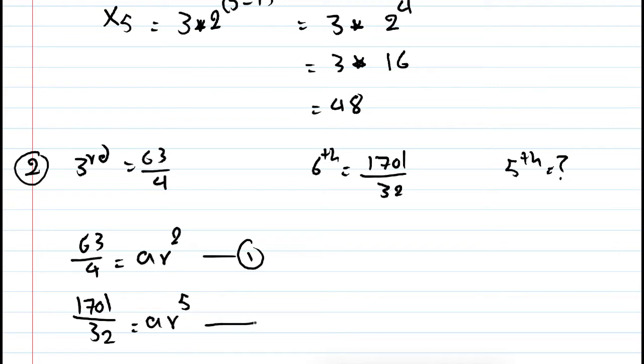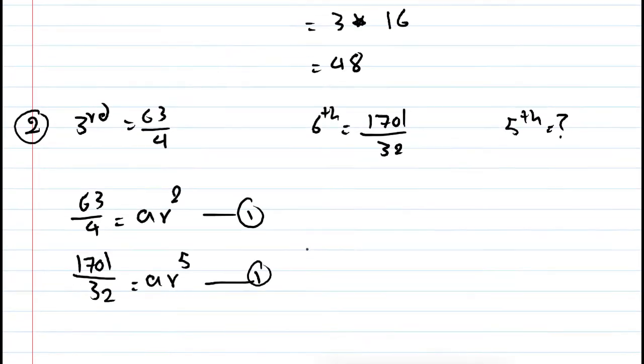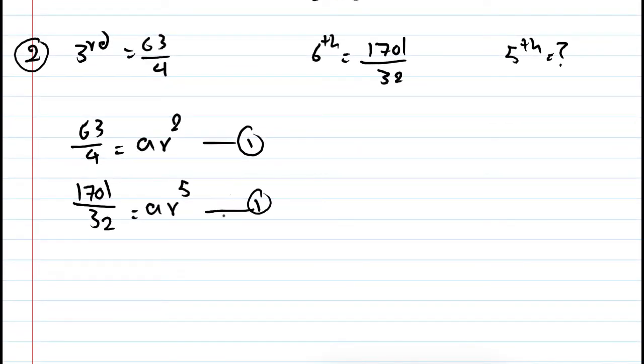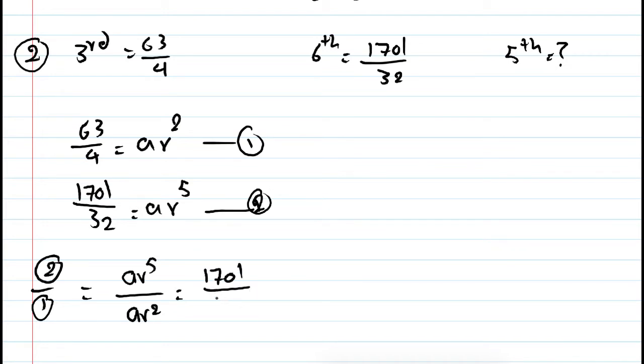So what we're going to do is, instead of subtracting them from each other, we're going to divide. We divide the equation with the highest power by the other one, because that makes more sense. So equation 2 by equation 1, I'm going to have ar to the 5 over ar to the 2 equaling 1701 over 32 divided by 63 over 4.